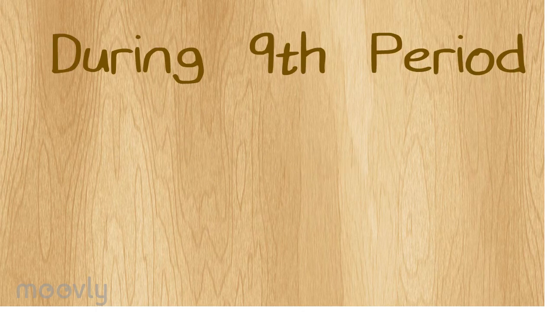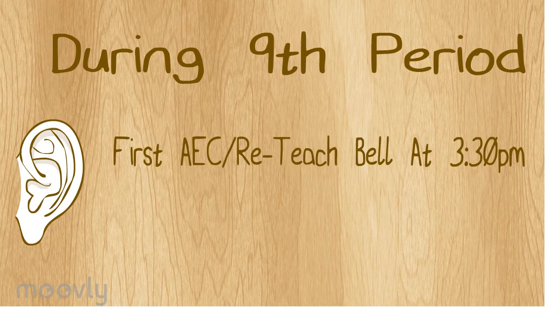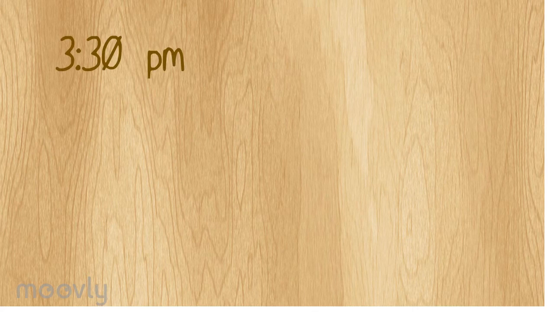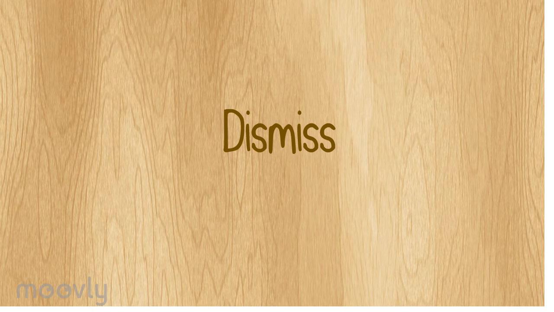During 9th period, a bell will go off at 3:30 p.m. This is the AEC/reteach bell. Again, this bell will go off at 3:30 p.m. At the sound of the bell, please dismiss students with any kind of folder out of your classroom and ask them to head over to their respective location.